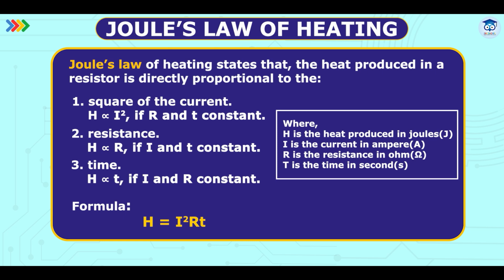Similarly, if the resistance of the conductor increases while the current remains constant, more heat is generated. Further, the longer the current flows through the resistor, the greater the amount of heat produced. Each of these factors contributes independently to the total heat, and together they define the heating effect quantitatively.